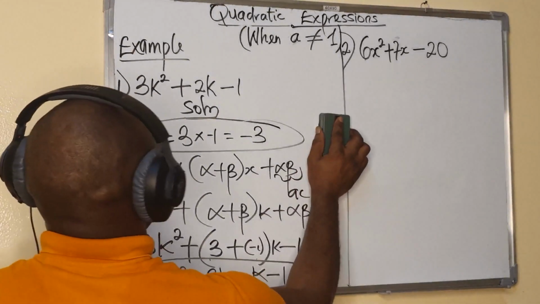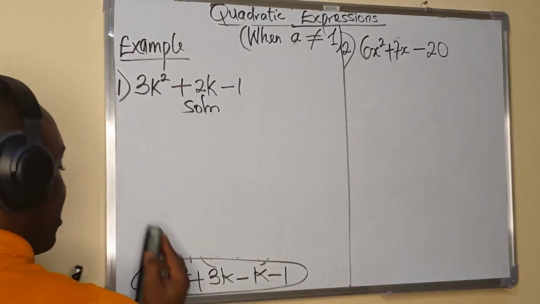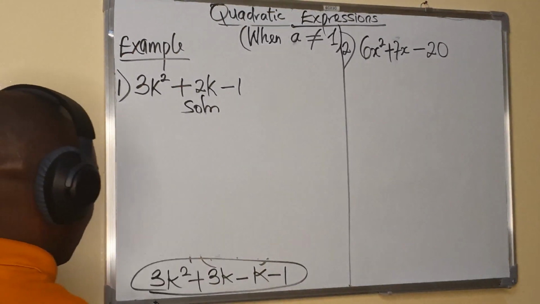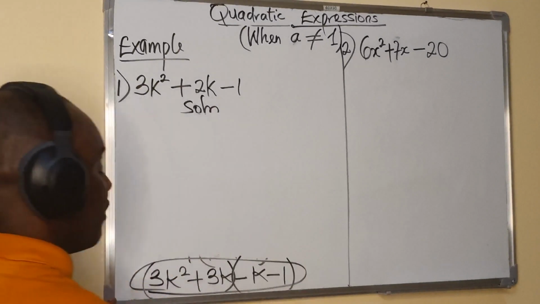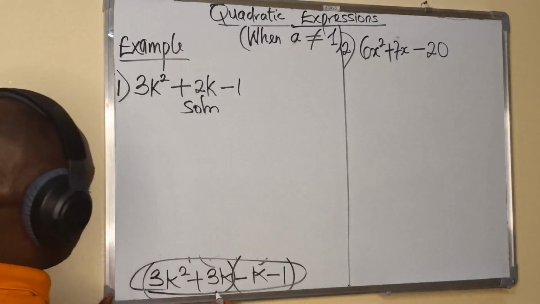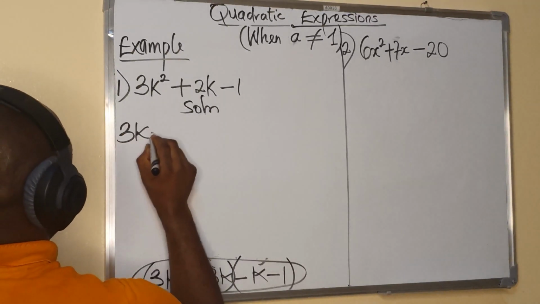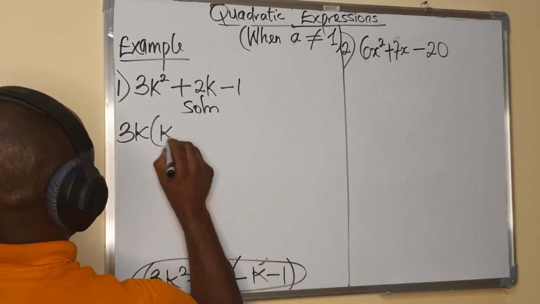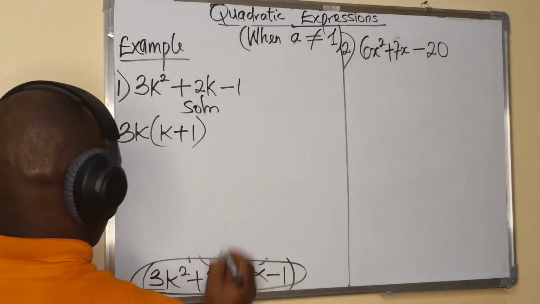So let's do that immediately. I'll just come up here and make it work. Factorization by grouping requires us to group 3k squared plus 3k going together and negative k and negative 1 going together. With that in mind, if I look at 3k squared, I know that the common factor is 3k. So 3k going to 3k squared will give us k. Add 3k going to 3k will give me 1.